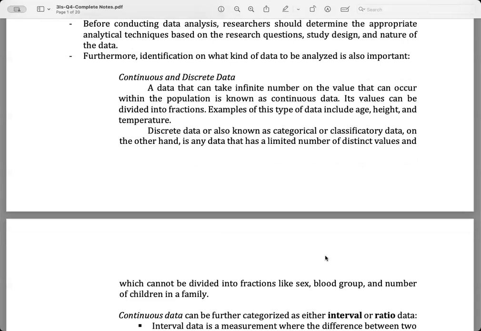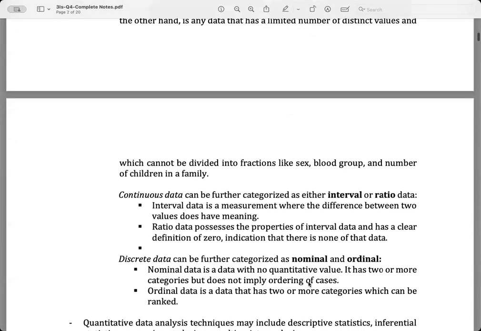Continuous data take an infinite number of values that can occur within a population, while discrete data is usually limited. So from the name itself, continuous may go continuously, while your discrete data can only be categorized or only through a specific number or a specific range or a specific value for that matter. So let's take a look at more examples here.